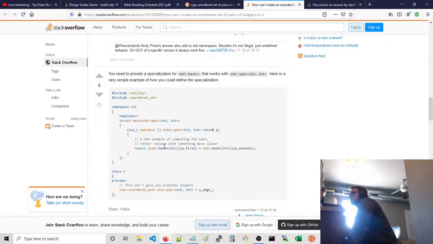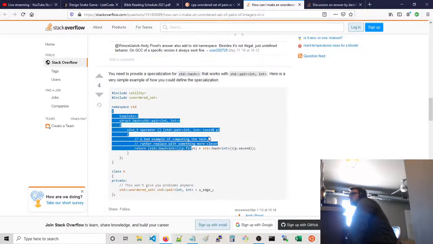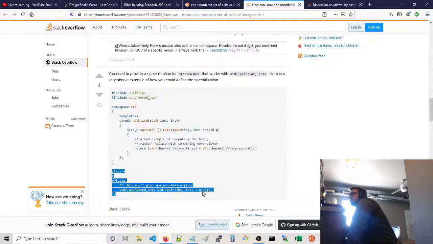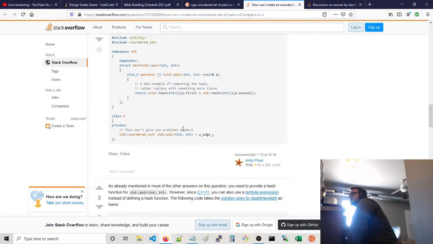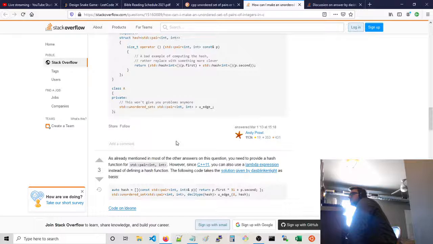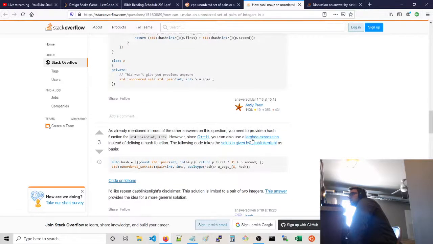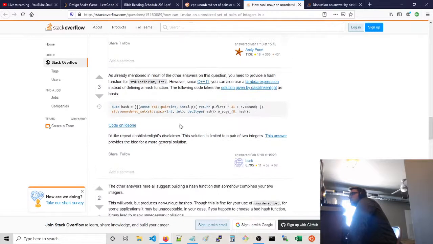Specialization. Bad example of computing hash, rather replace with something more clever. Won't give you problems anymore. Why do they keep doing this?